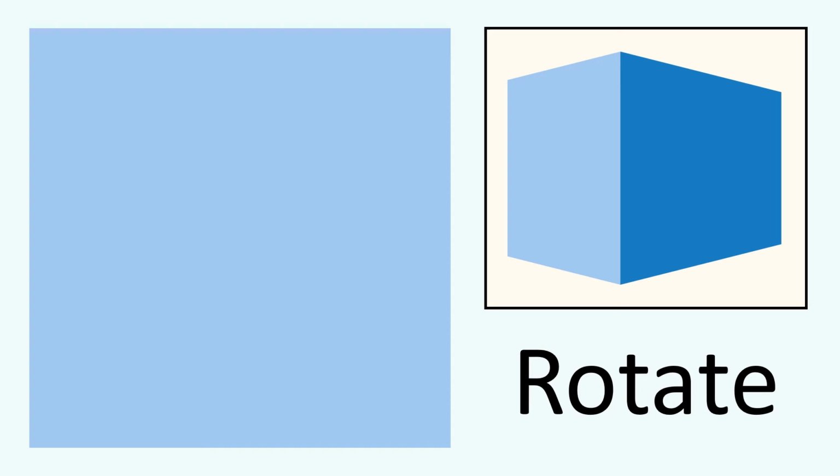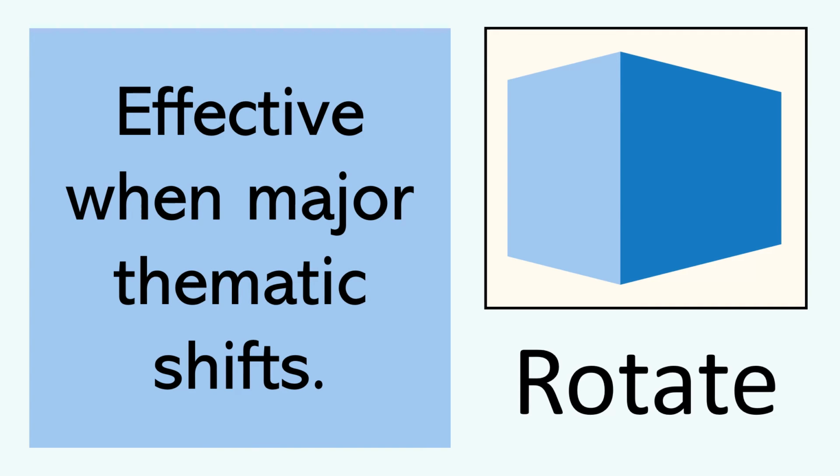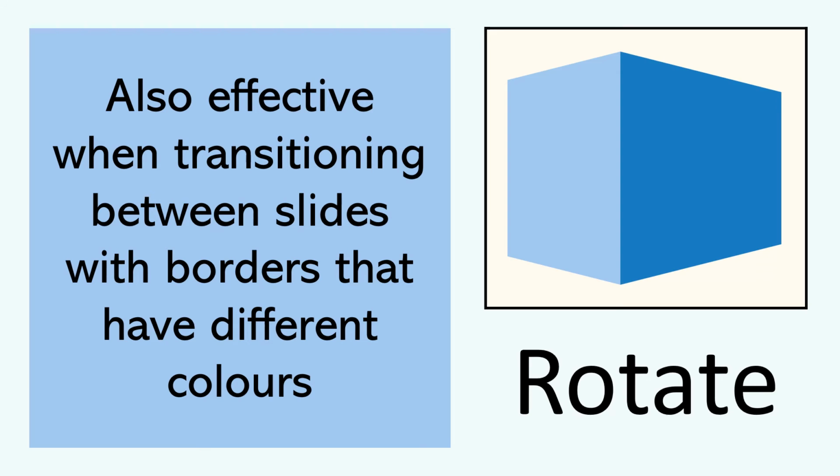The rotate transition is especially effective when there's major thematic shifts. As you can see from watching the transition, it does take a little more time for it to move over, which suggests to the reader a pause and a shift. This is especially helpful when transitioning between slides with borders that have different colors. For example, if we color code different themes within a PowerPoint slide, the rotate is effective because it'll actually blend and fade from one color to the next, making the transition seem smoother and more organic.